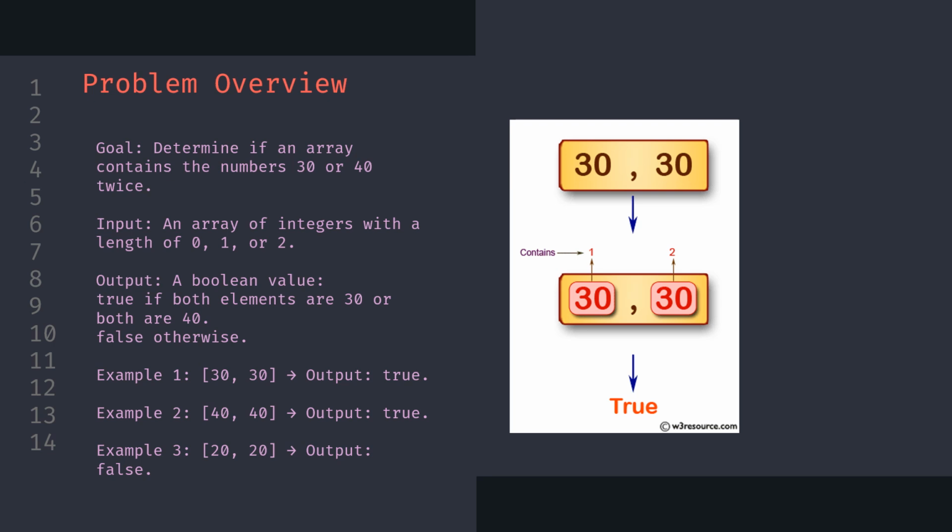For example, the array 30, 30 will return true because both values are 30. Similarly, the array 40, 40 will return true because both values are 40. However, the array 20, 20 will return false because the numbers are neither 30 nor 40. Now that we understand the problem, let's look at the solution.